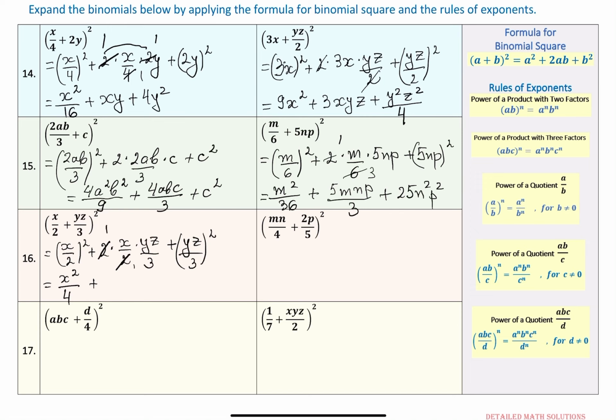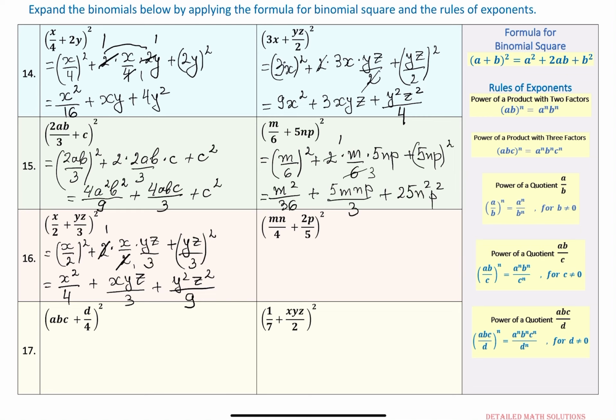It becomes xyz over 3 plus yz over 3. We can use the power of a quotient rule to simplify this and apply the square to each factor. So this equals y squared z squared over 3 squared, which is 9.